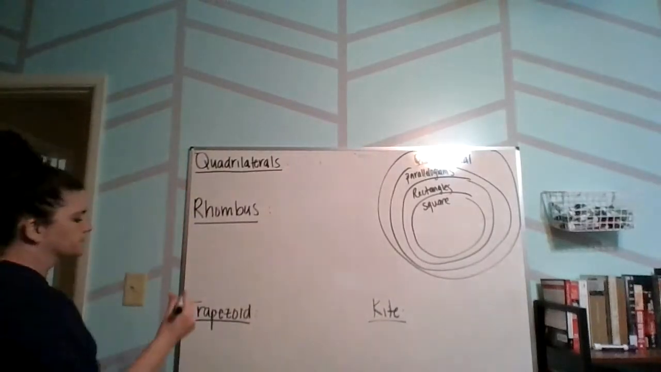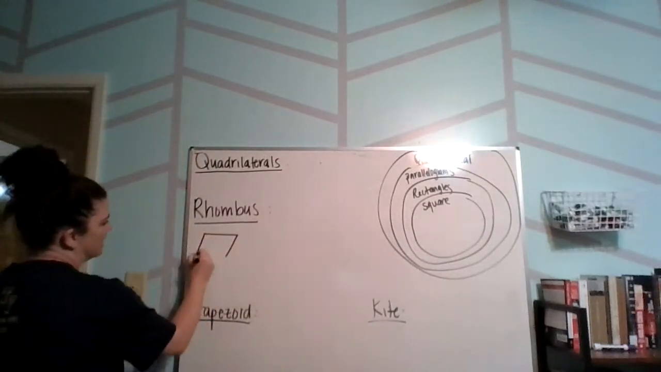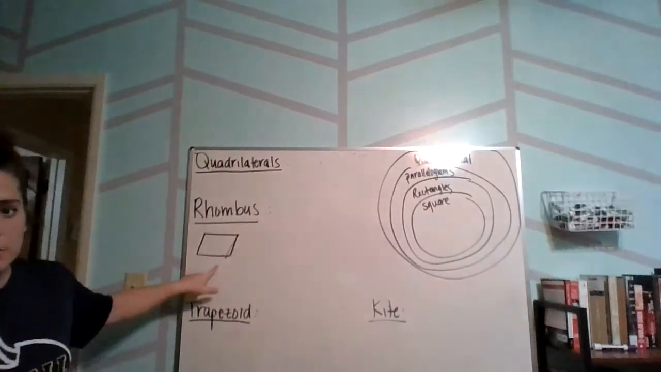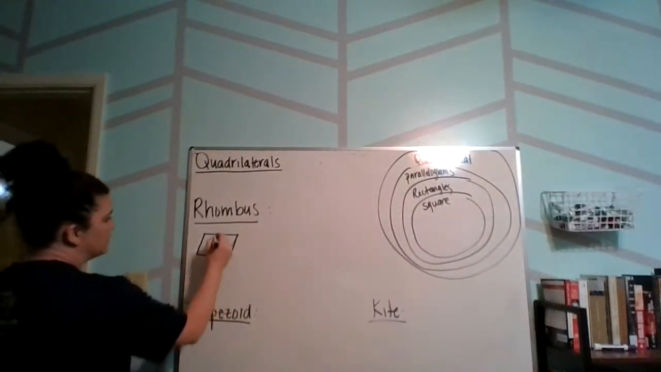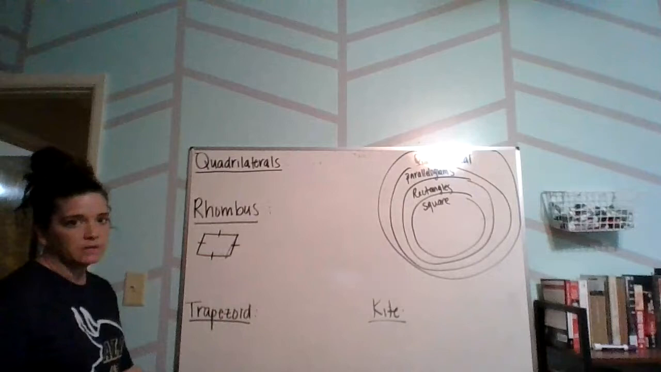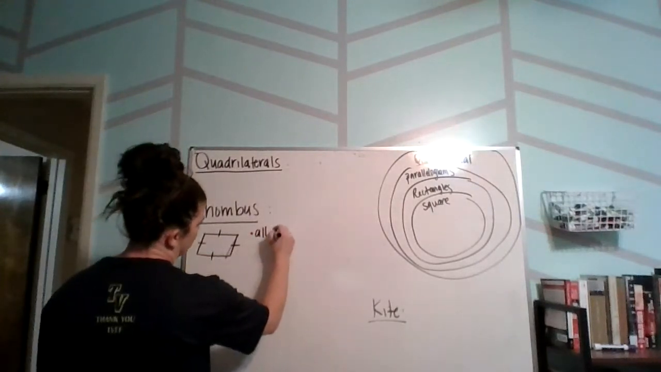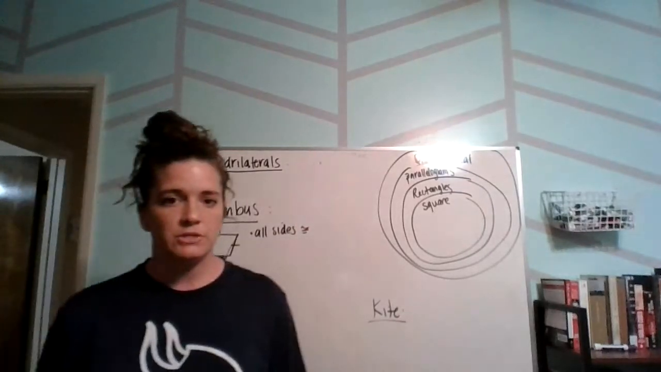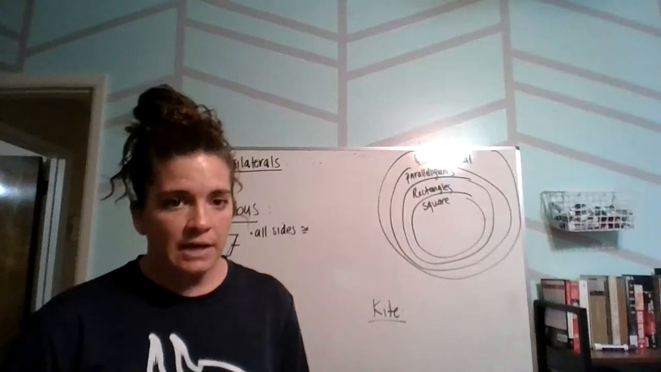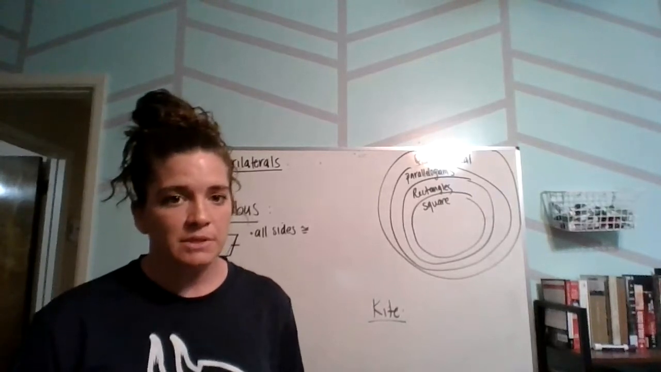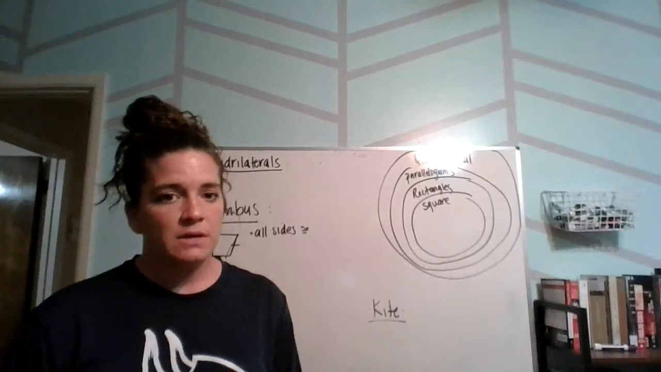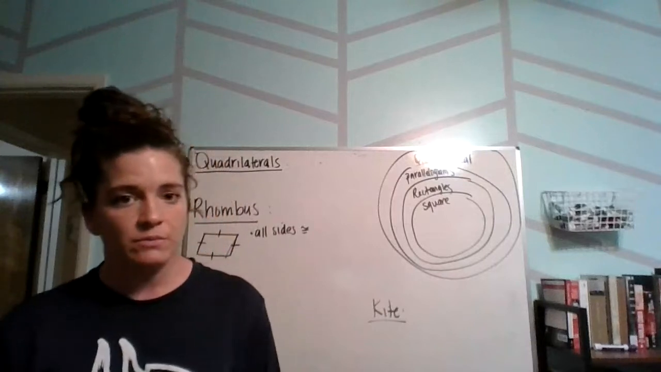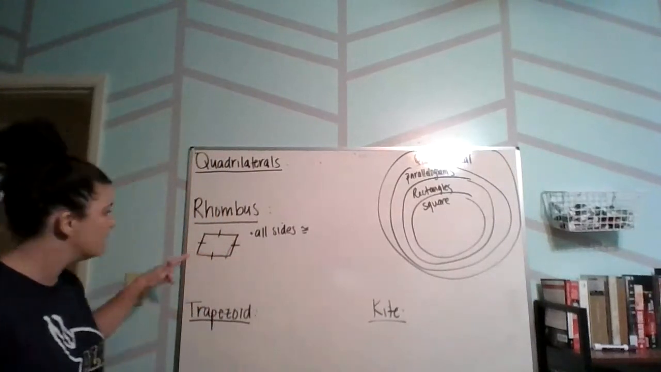So, rhombus. Okay, a rhombus is kind of like a square. It looks like a parallelogram, so it definitely fits within the parallelogram circle, but a rhombus has all equal sides. So all sides are equal or congruent. So if we were doing that must be, could be shape thing, and it said quadrilateral with all sides equal, it has to be a rhombus. The only other thing that it could be would be a square, but we would need to have it known that there are 4 right angles. A rhombus doesn't have 4 right angles.